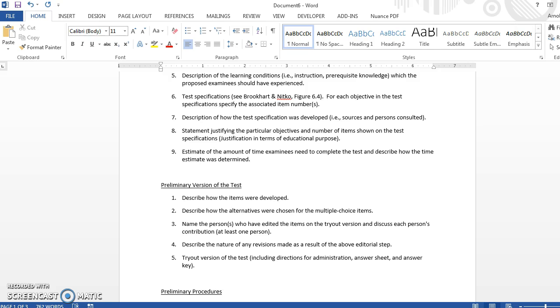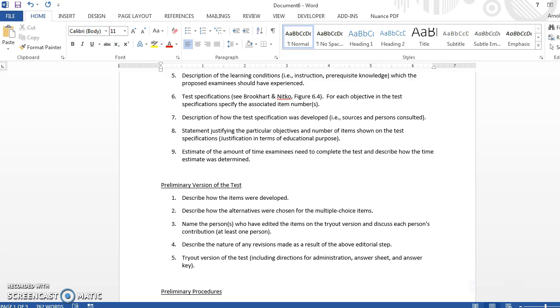Describe it. Describe how alternatives were chosen for the multiple choice answers. Remember, we talked about those distractors before. Are they crazy, or are they really realistic answers that could be plausible for the student to pick? Number 3, name the people who have edited these items.